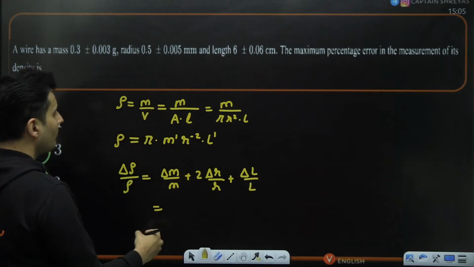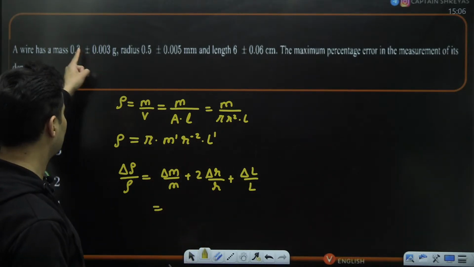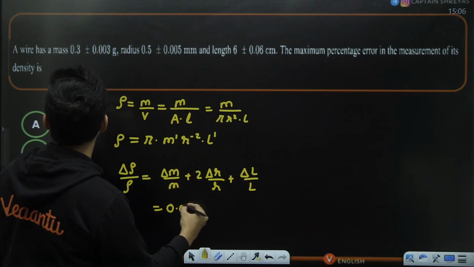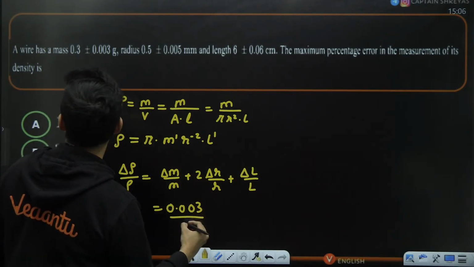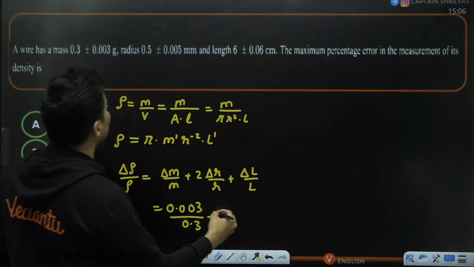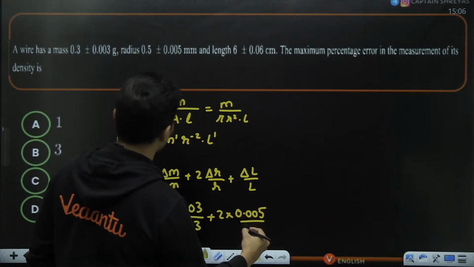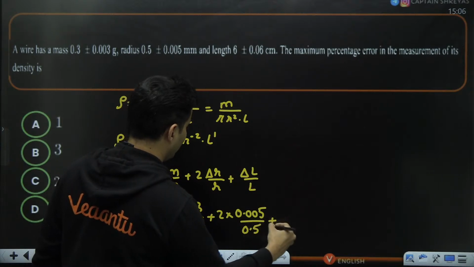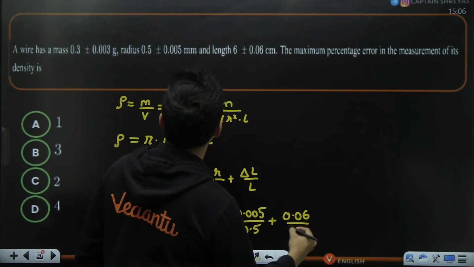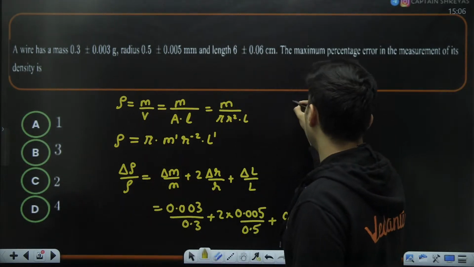Now, this is all in ratio. We'll convert it into percentage later on. First, delta m by m, that will be nothing but 0.003 divided by 0.3 plus 2 times radius 0.005 divided by 0.5 plus what else is there? Length 0.06 divided by 6. So how much is it coming out to be?